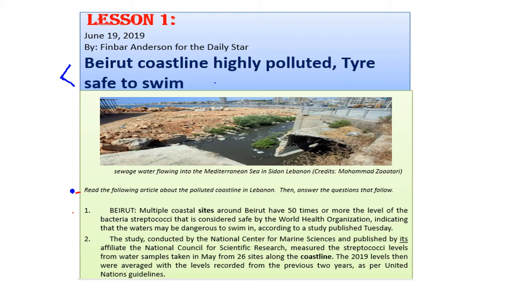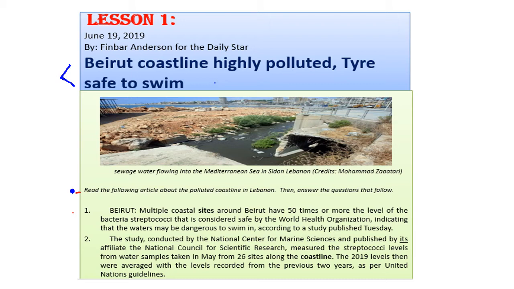Paragraph 1, Beirut. Multiple coastal sites at the beach around Beirut have 50 times or more the level of the bacteria Streptococci that is considered safe by the World Health Organization, indicating that the waters may be dangerous to swim in, according to a study published Tuesday. Let's take a look here at this introduction, because I will ask you a question about introduction.